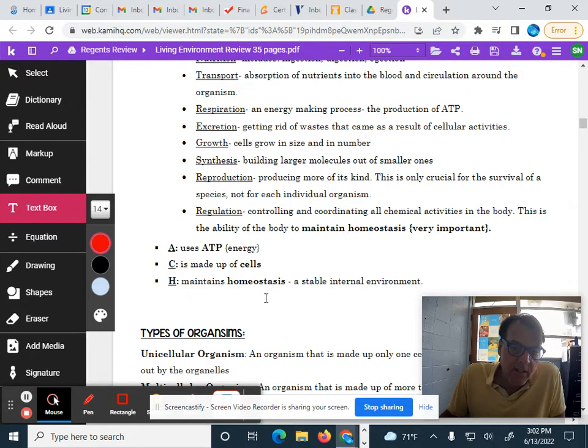Maintaining homeostasis, that means keeping a stable internal environment, is an important topic on the Regents. Okay, keeping things the same, things like blood pressure, things like temperature. You need to maintain homeostasis. Regulation refers to the controlling of homeostasis.